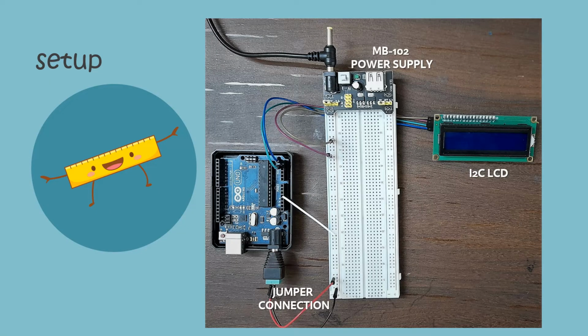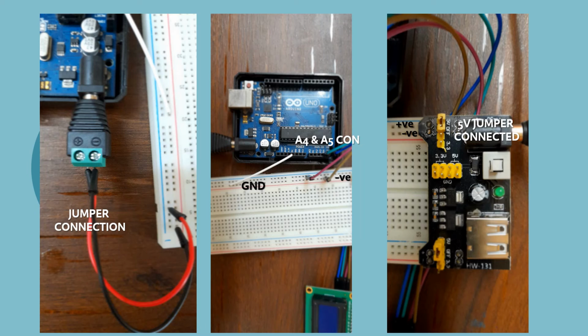So here's our setup. There's the Arduino Uno, the MB102 power supply and the I2C LCD. Let's look at the connections in a little bit more detail. To the left is a jumper connection between the Arduino and the breadboard. Then we have the Arduino's A4 and A5 connections going to the LCD screen. The positive and negative rails from the breadboard are taken to the LCD screen and the ground of the power supply is connected to the Arduino.